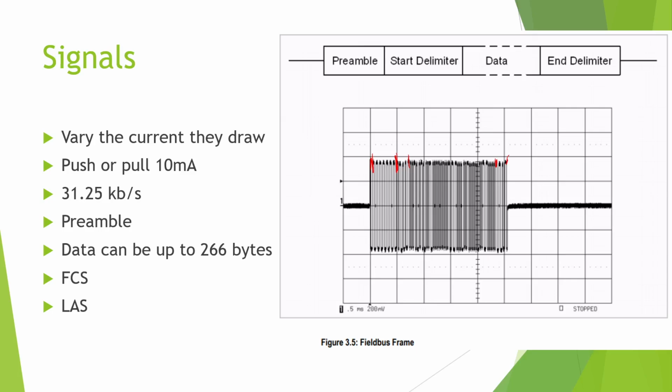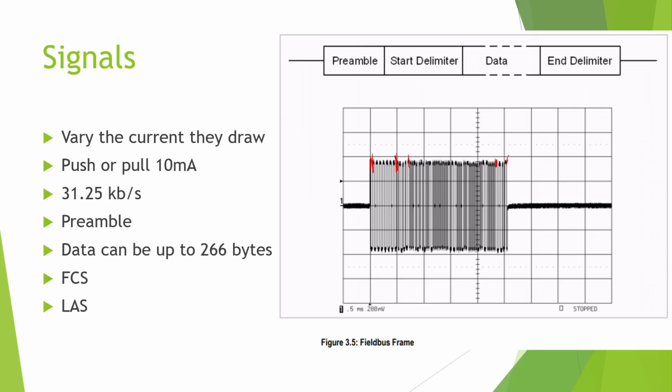Point of parity is for error detection. Frame check sequence is also for error checking, right? So this makes Fieldbus much more robust than any other network type or other control network. Anything that's going to have error checking is going to be a bit more robust than the ones that don't. Should be pretty obvious, right? And then back to our LAS, our link active scheduler.